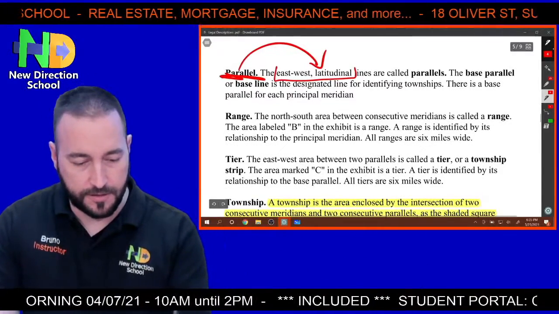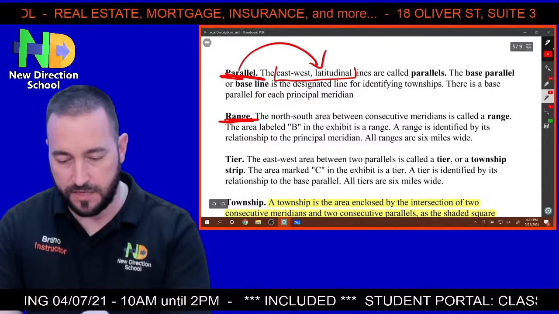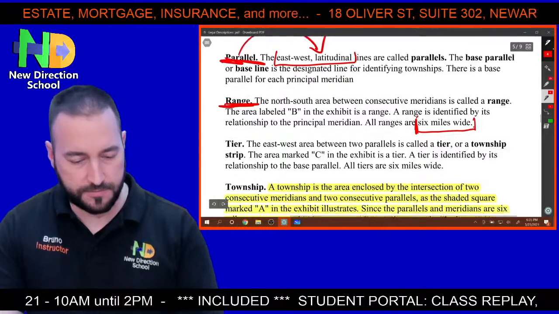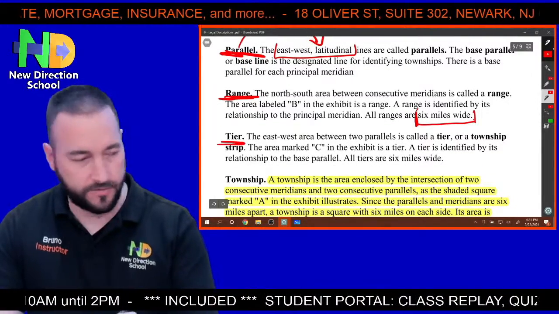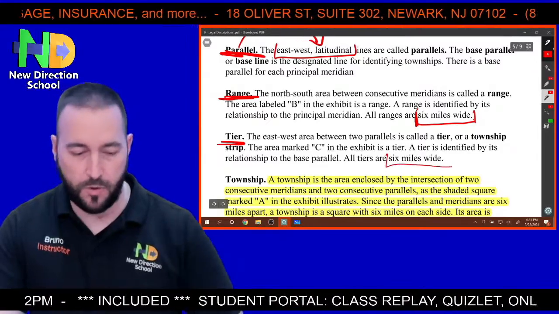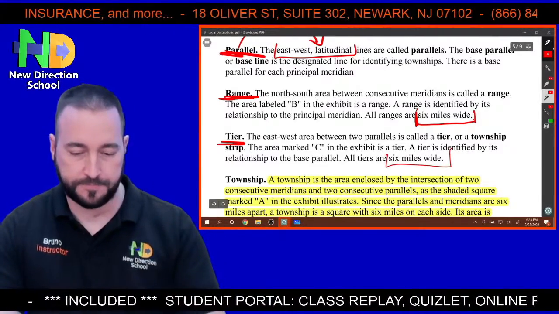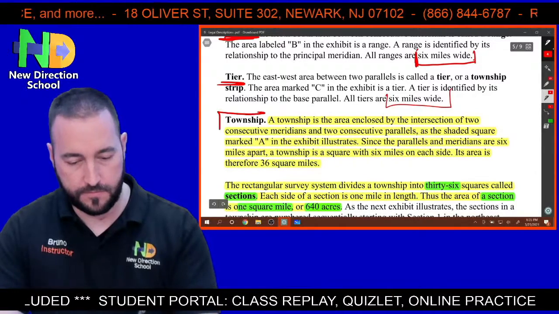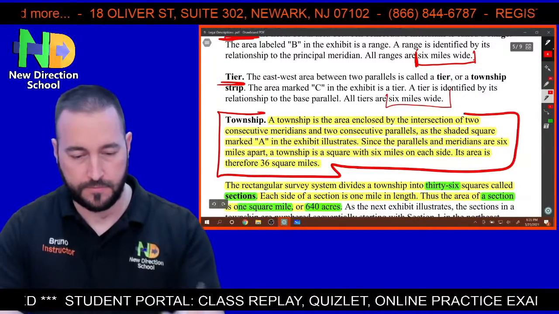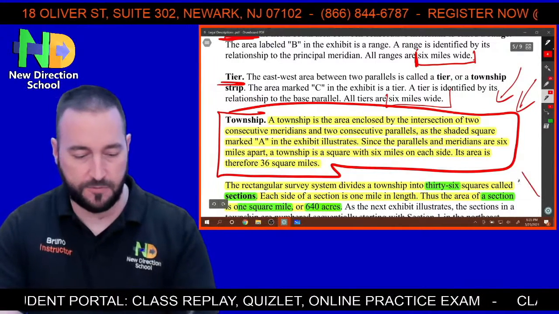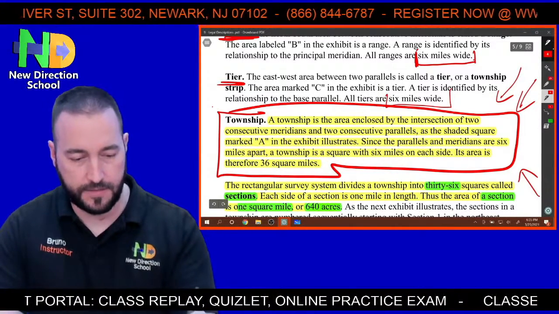The range of each township is 6 miles wide, so that's the width. And tiers, don't cry over this. The tiers are 6 miles wide, up or down. Most likely to show up in the state exam will be something towards this.